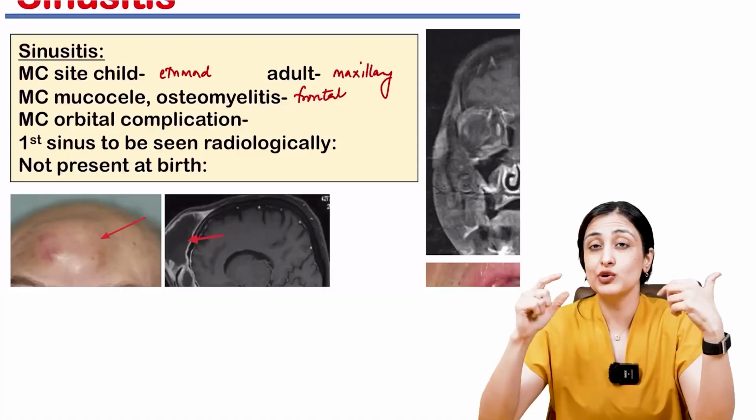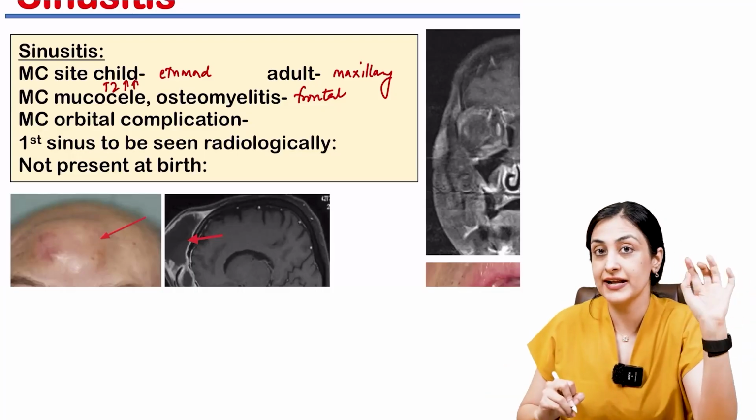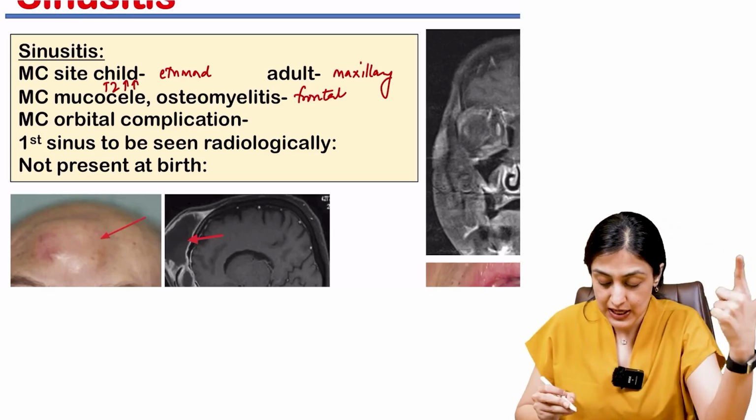Mucocele is going to be, if the ostium is blocked, what will happen? All the secretions will keep collecting and form a benign smooth mass. So always remember, it's a benign collection of secretions. It's not a tumor. It will present as a mass, but it's not going to have any inflammatory signs. It's not going to enhance. It's just a collection. It's very T2 hyperintense because it's just secretions, so you'll see fluid on MRI. So it's a very easy radiological diagnosis.